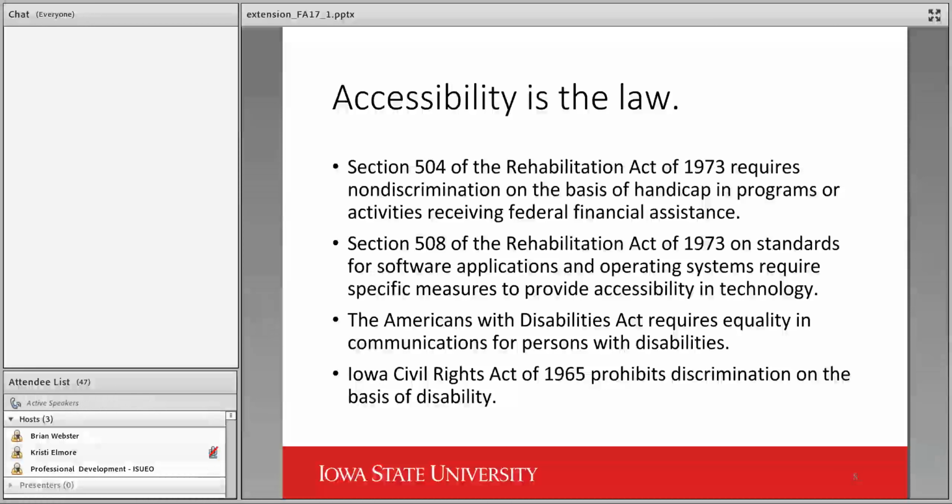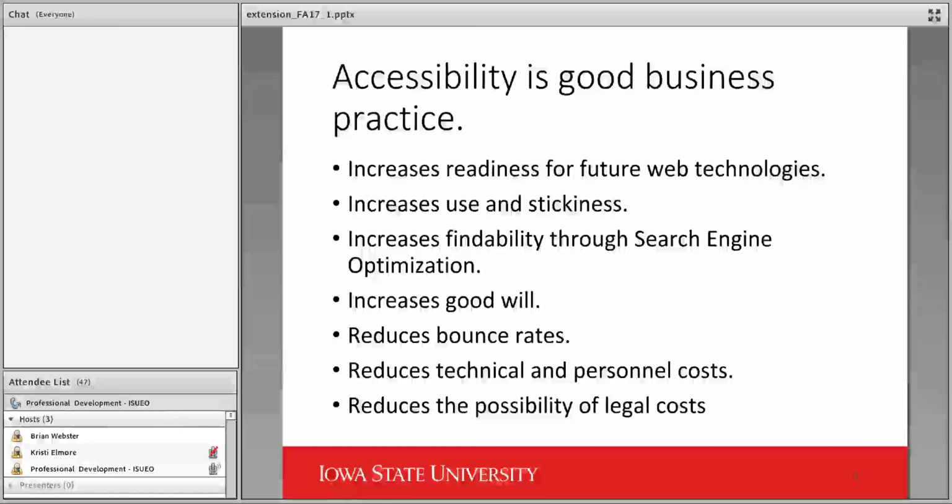So as you see here, there are at least three federal laws or three federal sections that apply to accessibility, specifically digital accessibility. Section 504 requires that we don't discriminate against people with disabilities. Section 508 requires that software and hardware, things that are digital, are accessible. The Americans with Disabilities Act requires equality of communications for persons with disabilities, and that has been found to include the web as a public space. And as you see here, the Iowa Civil Rights Act of 1965 prohibits discrimination on the basis of disability. So basically, we have state level laws that also apply to accessibility online.